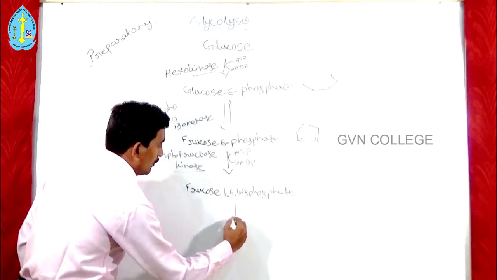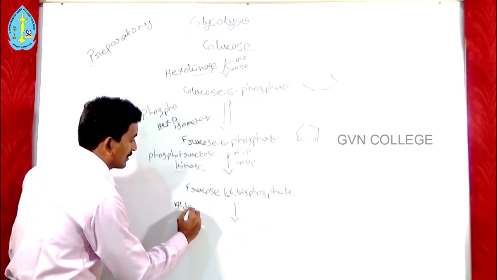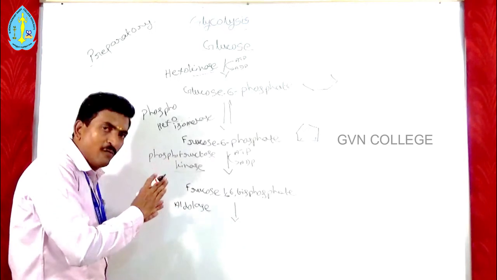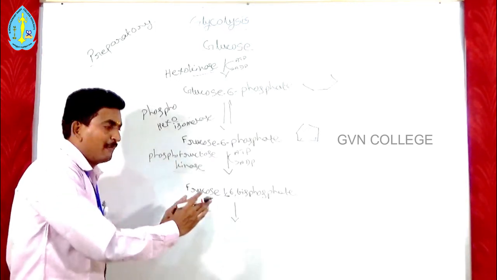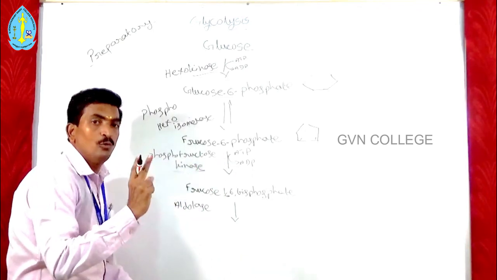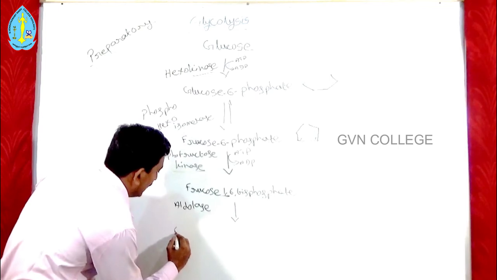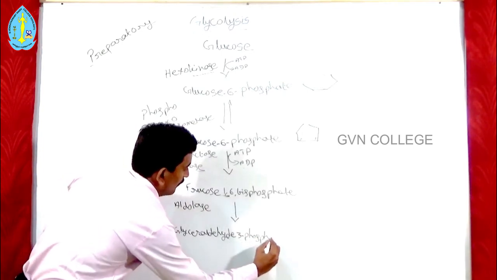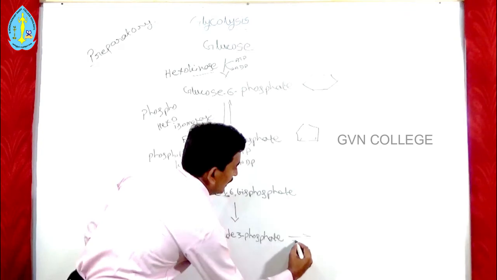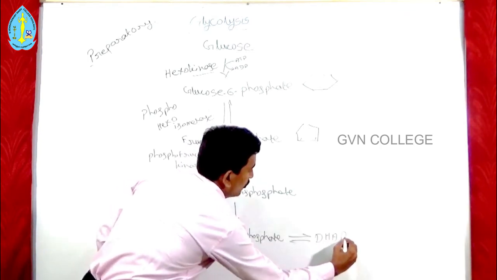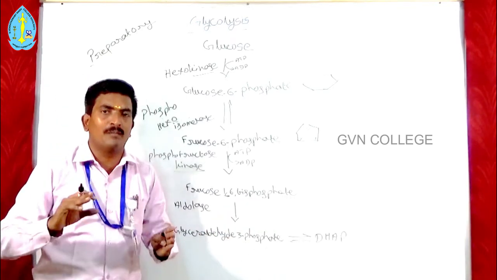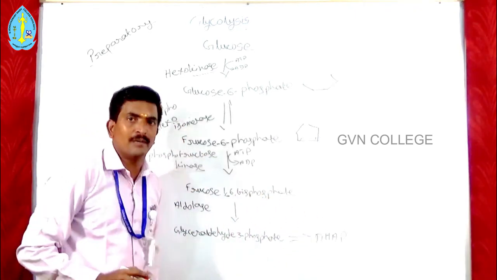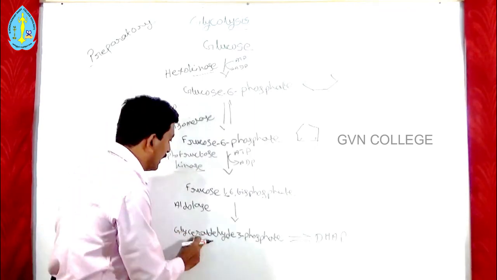Now the fructose 1,6 bisphosphate is acted on by the enzyme aldolase. Aldolase is an important enzyme in biochemical processes. Wherever the aldolase enzyme is involved, it breaks down fructose 1,6 bisphosphate into two compounds. One is glyceraldehyde 3-phosphate, and the second one is dihydroxyacetone phosphate. Fructose is a 6 carbon sugar. In that, the first 3 carbon atoms break off and form dihydroxyacetone phosphate, and the other 3 carbons form glyceraldehyde 3-phosphate.